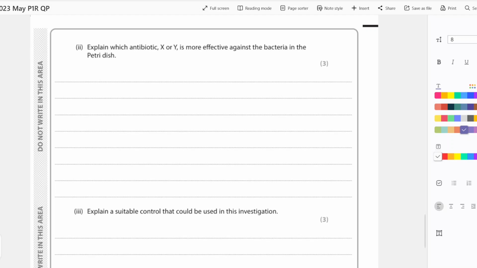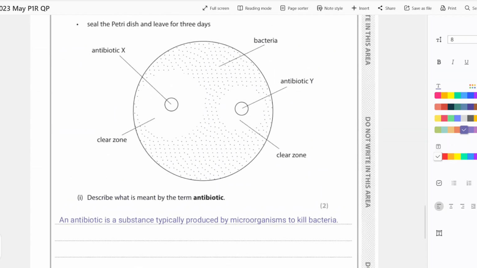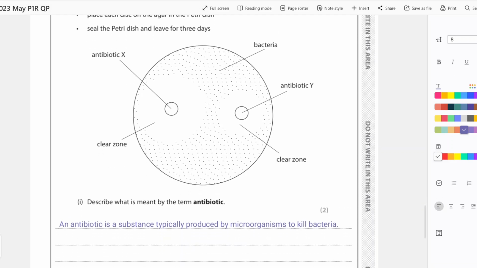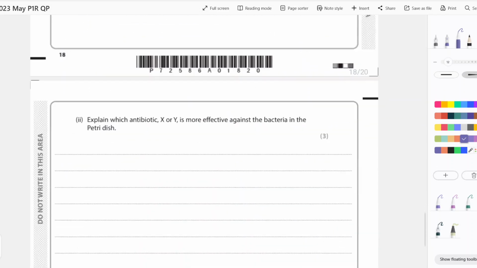Explain which antibiotic, X or Y, is more effective against the bacteria in the Petri dish. All right, let's scroll back up to the diagram. So earlier I mentioned that the larger this clear zone is, the more effective the antibiotic is. And in this case, the clear zone for antibiotic X is much larger than the clear zone for antibiotic Y. So X is the better antibiotic. All right, let's write that down.